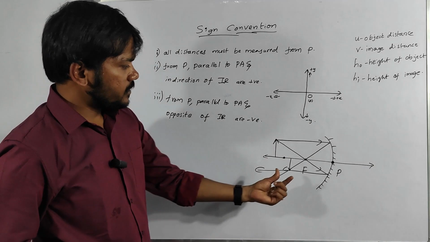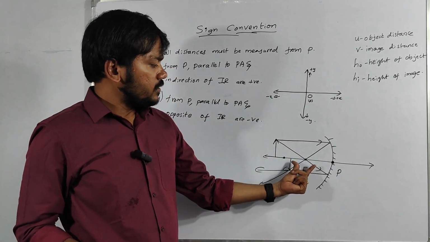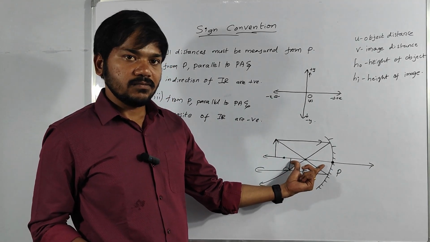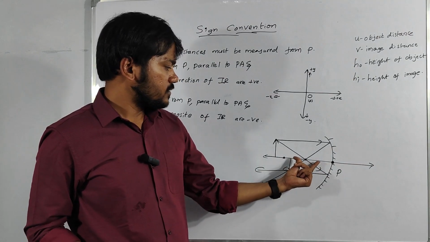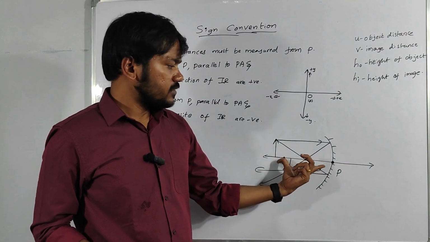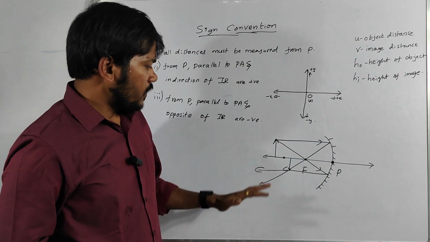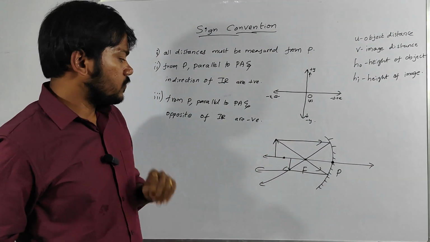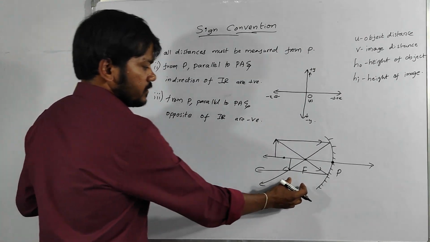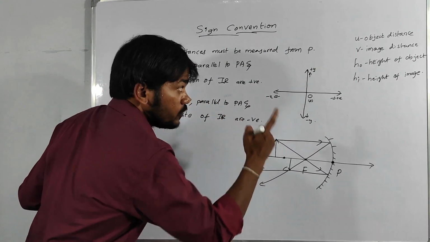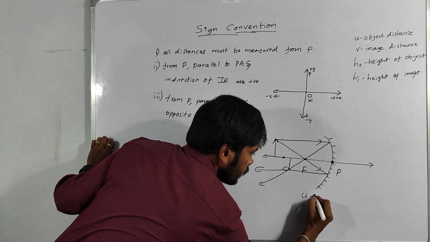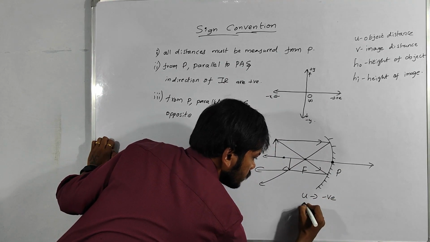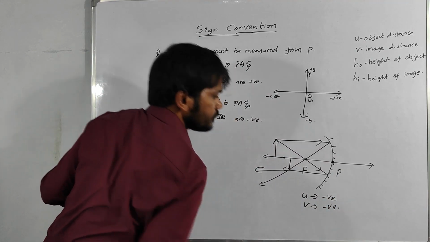So obviously which type of distances can be negative here? Sorry, this is the image distance, this is negative. This is the object distance, this is negative. And let us consider even the heights also, which we'll discuss in the 4th and 5th points. So obviously in this case, the values of the variables are negative. So obviously u is negative as well as v is negative.